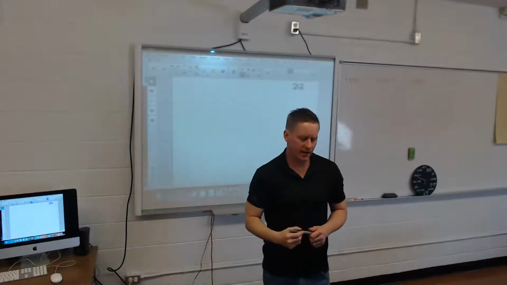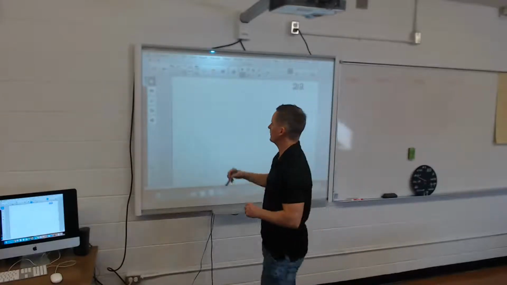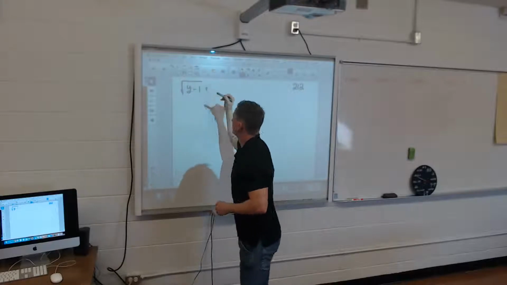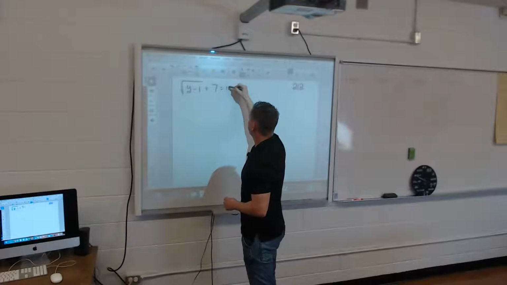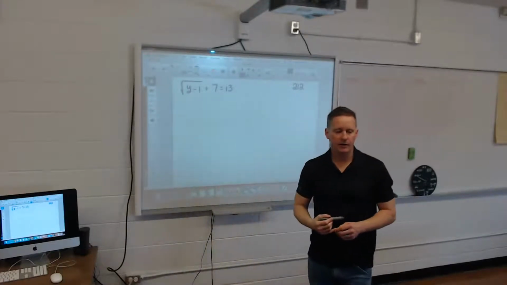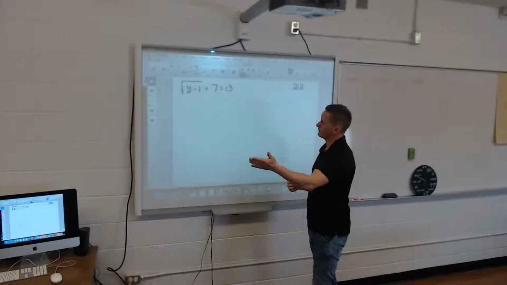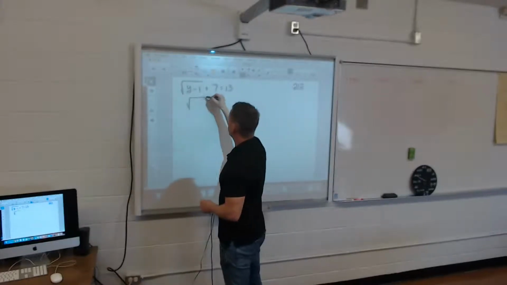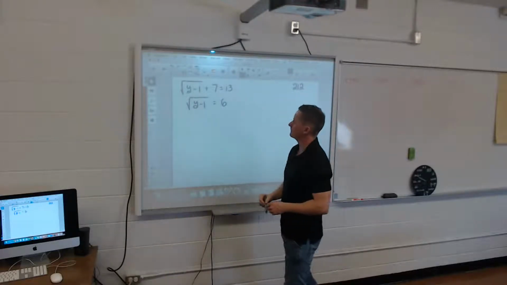You can write it in your workbook if you want, or you can just follow and watch what I'm doing up here. So I've got the square root of y minus 1, plus 7 equals 13. All right. So the first thing I have to do in all of these questions is isolate that rooted value. So I want to get the rooted value by itself. So I'm going to subtract 7 from both sides. So I get square root of y minus 1 is equal to 6.